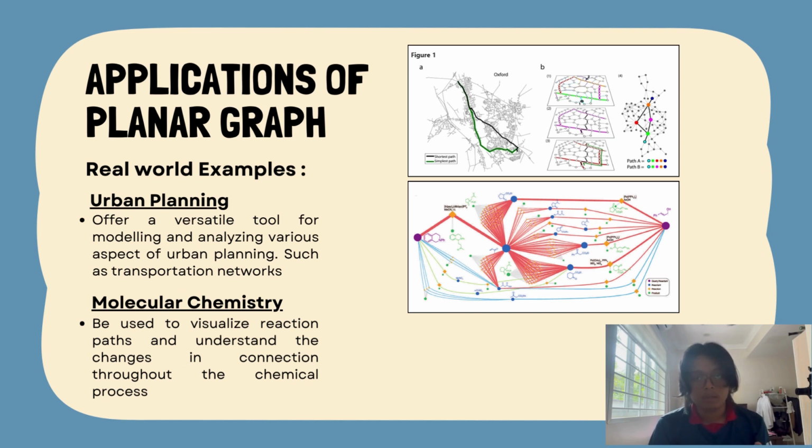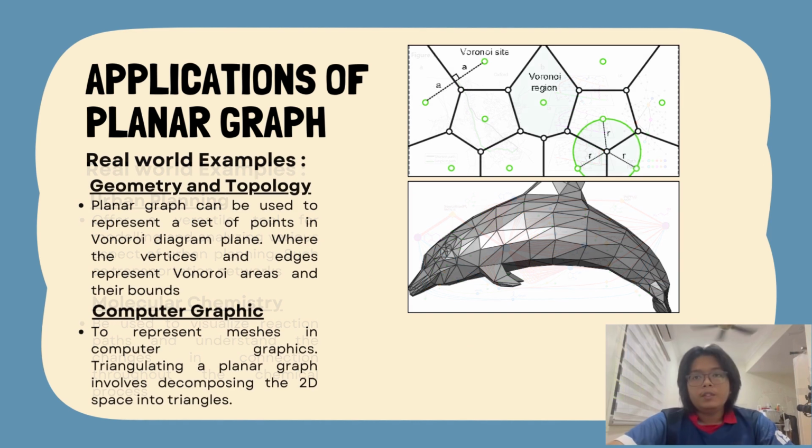For molecular chemistry, planar graphs can be used to visualize reaction paths and understand the changes in connection throughout the chemical process, where they can also assist in predicting the products and the intermediates. Continuing on the applications of planar graphs, here we are presenting another two real-world examples: geometry and topology, and the other one is computer graphics.